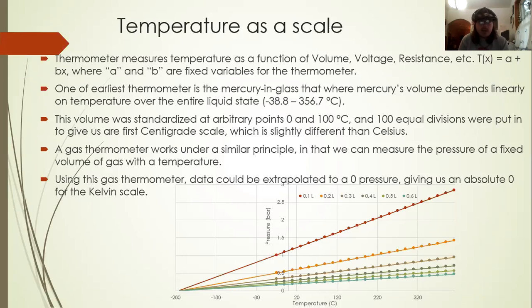But a gas thermometer can work under a similar principle in that we measure the pressure of a fixed volume of gas within a temperature range. But using this idea, the data could be extrapolated to a hypothetical pressure 0 at certain volumes of gas. And this graph down here shows if I took different concentrations of gas and ran them through the pressure temperature scale, they all extrapolate to the same 0 point, which is our negative 273 degrees Celsius, which gave us our absolute 0 in our Kelvin scale.